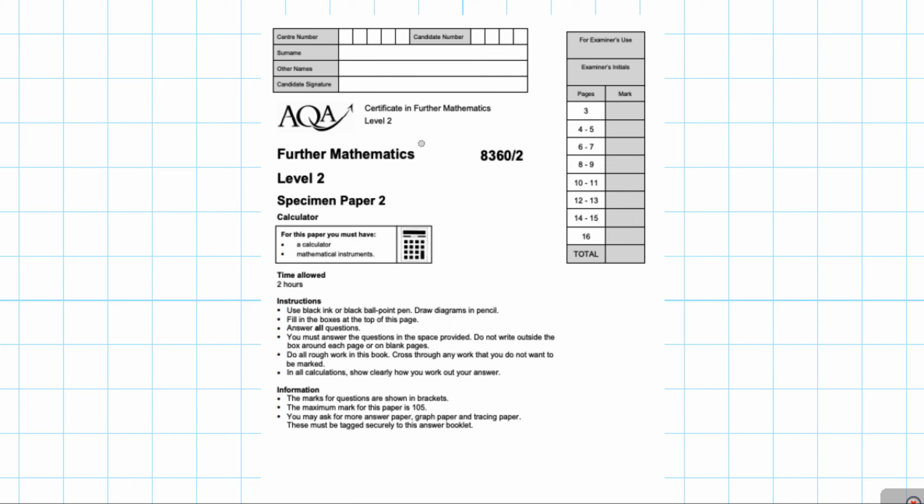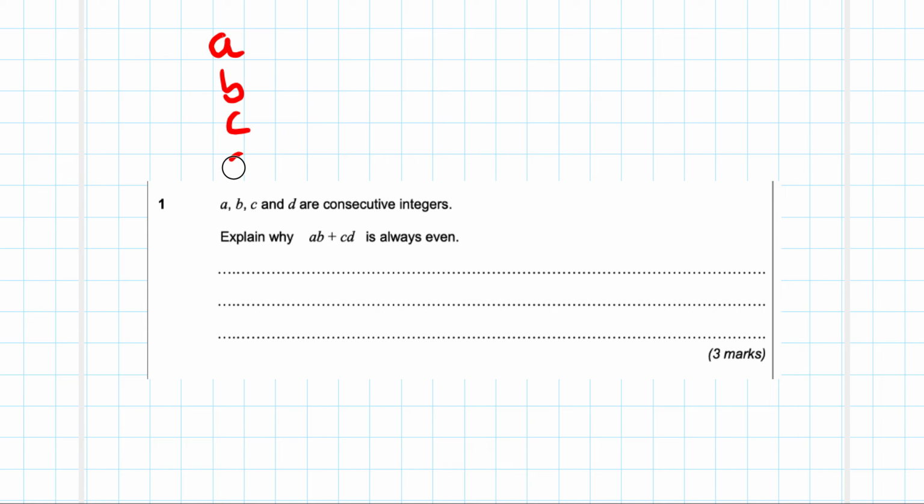The first question says that a, b, c, d are consecutive integers. Explain why ab plus cd is always even. So to start off with, we can start with looking at the consecutive integers. So a, b, c, d. So for example, this could be 2, 3, 4, 5.